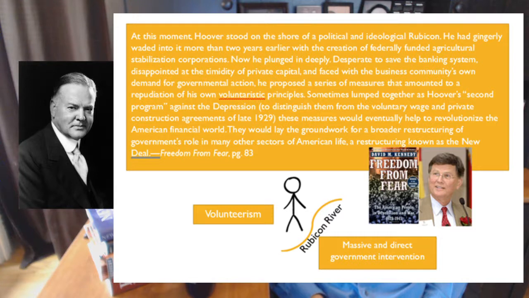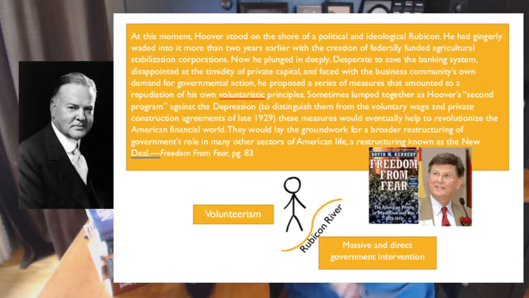I want to read another part from Kennedy. He says, "At this moment, Hoover stood on the shore of a political and ideological Rubicon. He had gingerly waded into it more than 2 years earlier with the creation of federally funded agricultural stabilization corporations. Now he plunged in deeply. Desperate to save the banking system, disappointed at the timidity of private capital, and faced with the business community's own demand for governmental action, he proposed a series of measures that amounted to a repudiation of his own voluntaristic principles. Sometimes lumped together as Hoover's second program against the Depression, these measures would eventually help to revolutionize the American financial world. They would lay the groundwork for a broader restructuring of government's role in many other sectors of American life, a restructuring known as the New Deal."